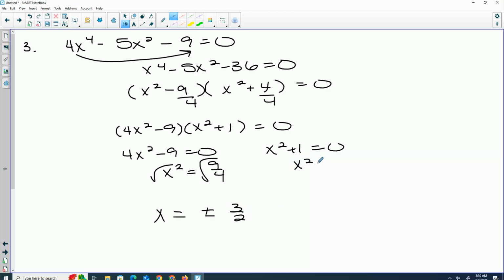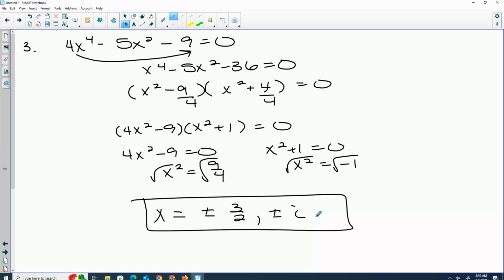This one, x squared equals negative 1. Square root plus and minus, the square root of negative 1 is i. So remember that power tells you how many solutions. Since it's an x to the fourth, I expect 4 solutions, and that's how we get there. Any questions on that one?